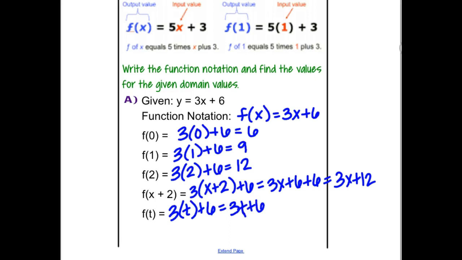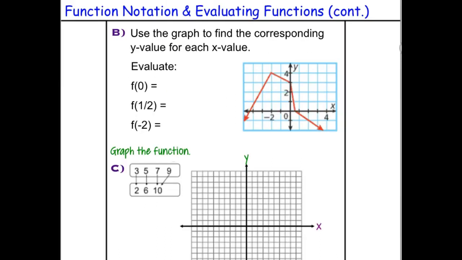So one thing I do want to mention to you guys is that between writing an equation and writing function notation, you're swapping out y and putting in f of x. It's the only difference, so that you can understand that y is a function of x. The next thing would be that you've got to be able to read a graph to evaluate a function.